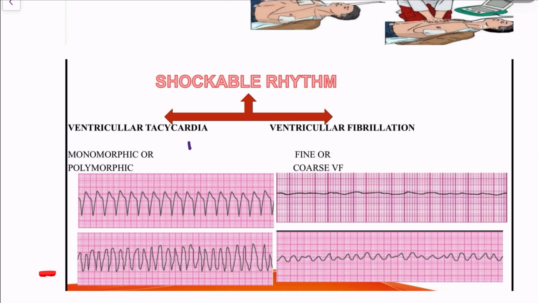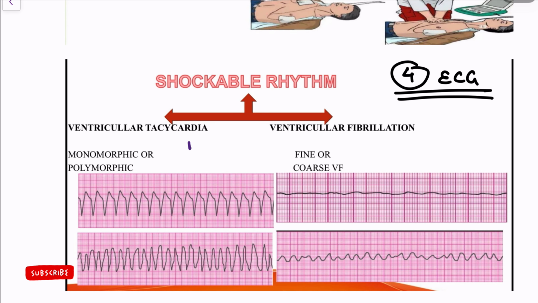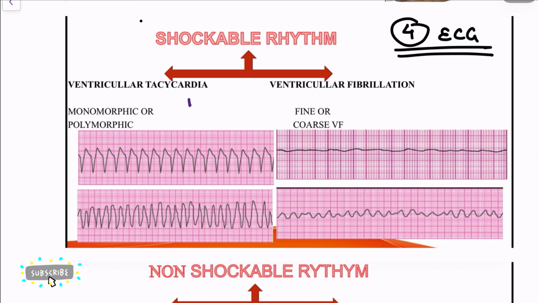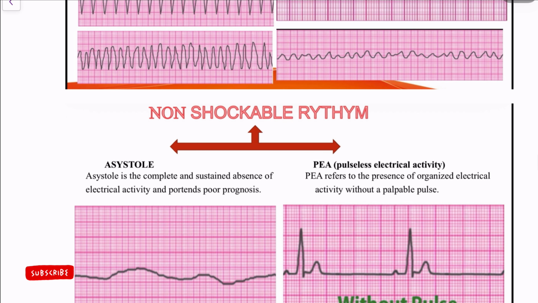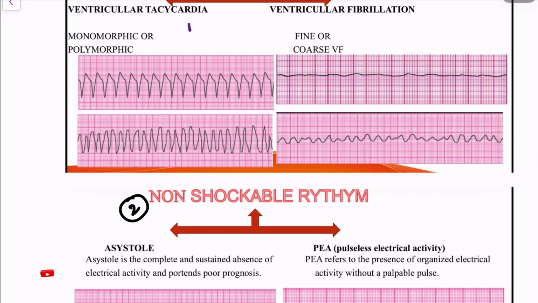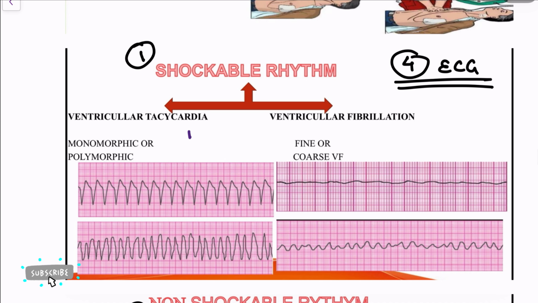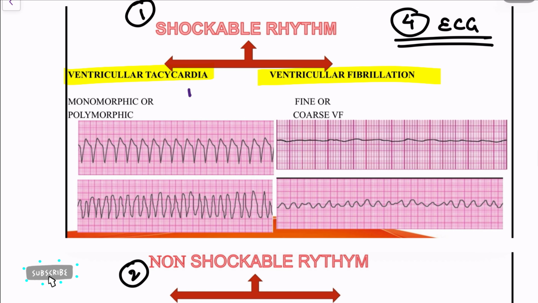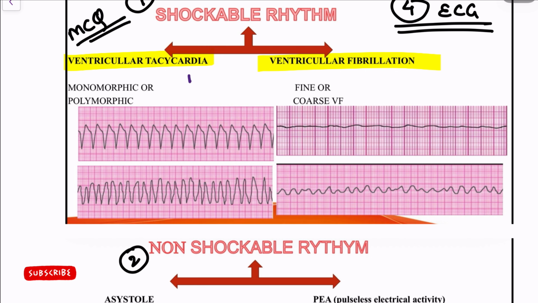Now, there are 4 types of ECG rhythms present in a cardiac arrest patient. There are 2 types of shockable rhythm and 2 types of non-shockable rhythm. Shockable rhythm means you have to give the shock in these patients. The shockable rhythms are ventricular tachycardia and ventricular fibrillation. These are very important, asked in MCQs many times, and you have to know this as a doctor also.